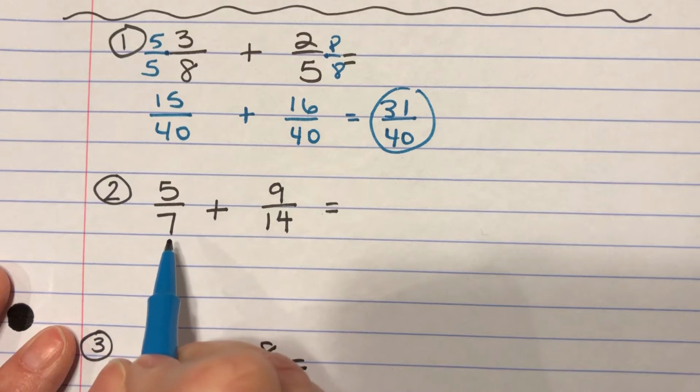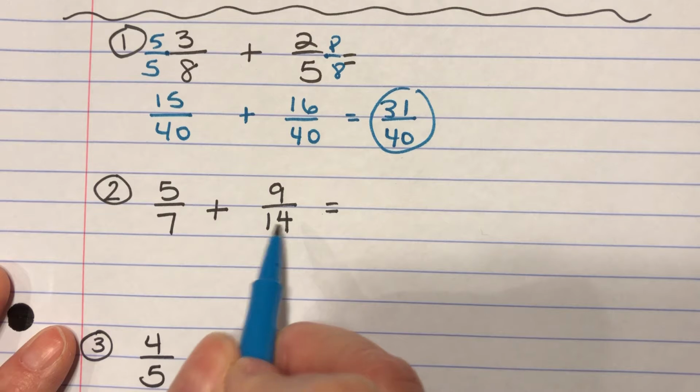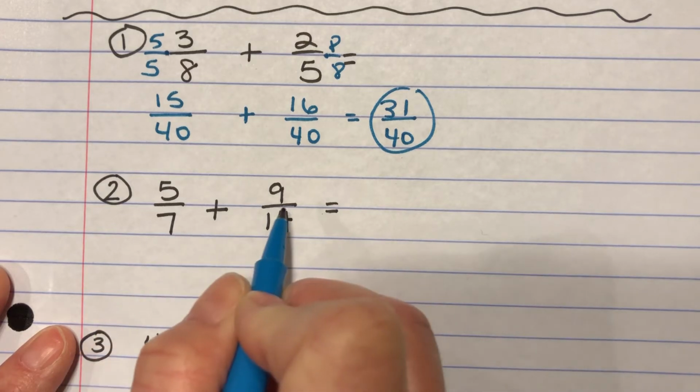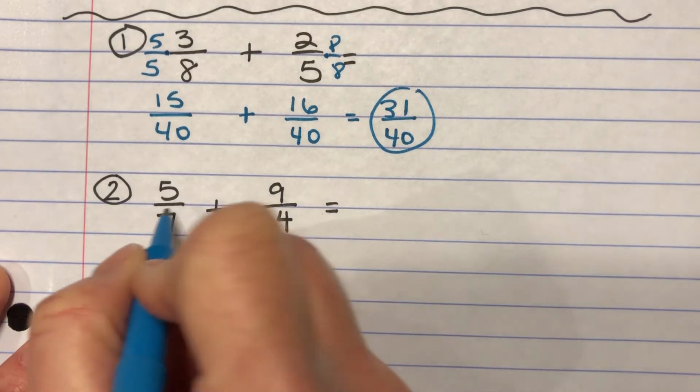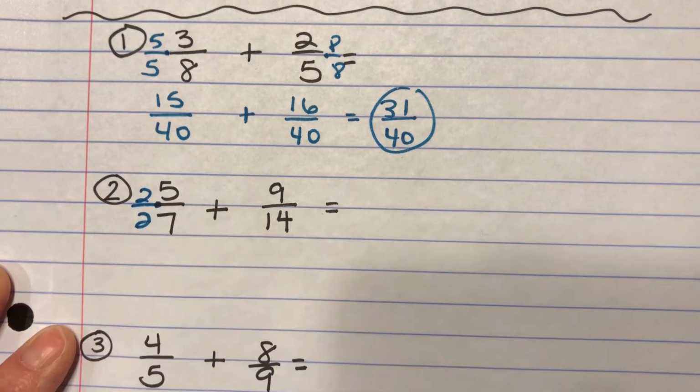Okay, with this one, I do notice the denominators are not the same, and I can multiply 7 by something to get 14. Whenever I can do that when I'm adding fractions, I want to do that. Using the lowest denominator will get you to simplest form the fastest way. So I can multiply 7 by 2 to get 14. So I'm going to multiply 5/7 by 2 over 2.